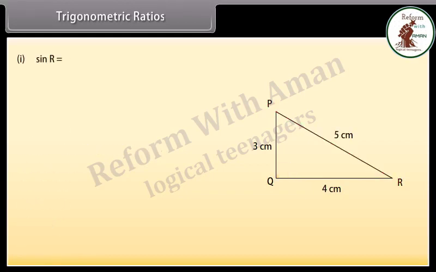Now, sin R is equal to PQ upon PR, which equals 3 upon 5. Sin square R is equal to 3 upon 5 whole square, which is 9 upon 25.